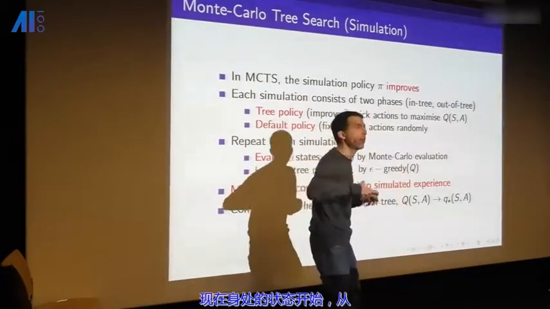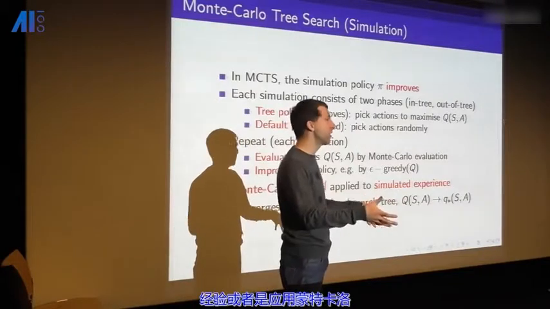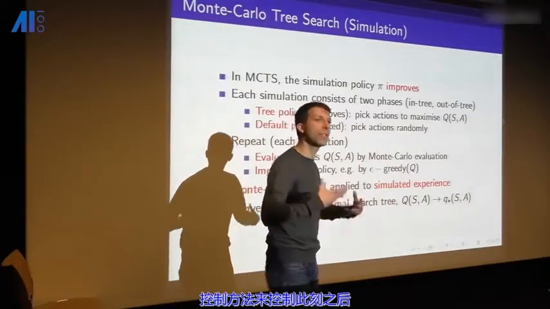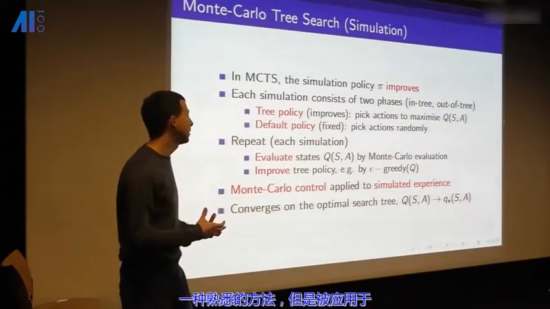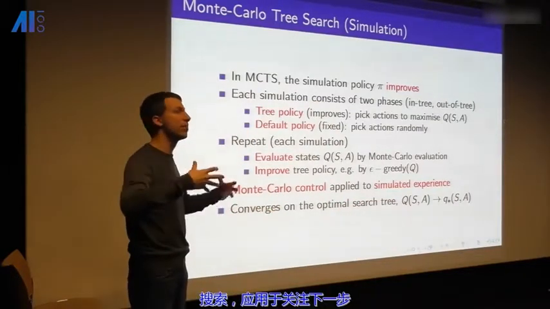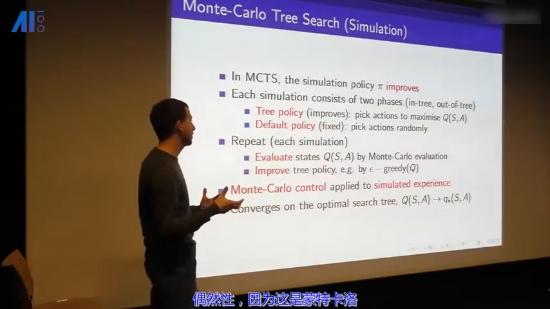So we're always starting from the state we're in. We're starting from this moment now. We're running our experience from now onwards. We're applying Monte Carlo control to the experience that we encounter from now onwards. So it's our familiar methods from before, but applied to do search, applied to focus on what's going to happen next and understand this rich set of contingencies.